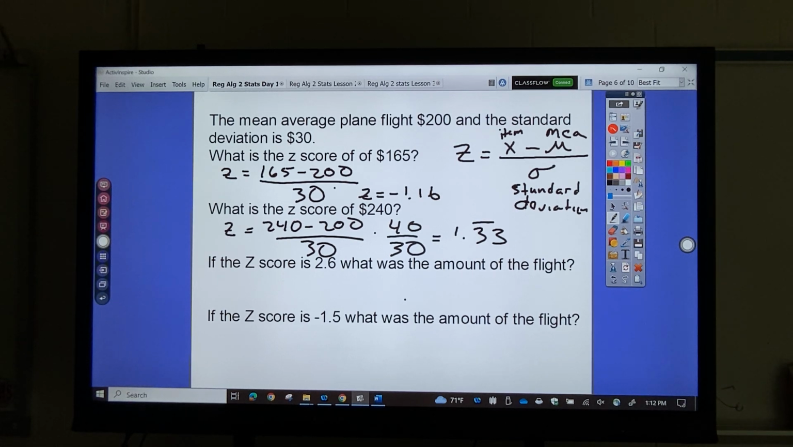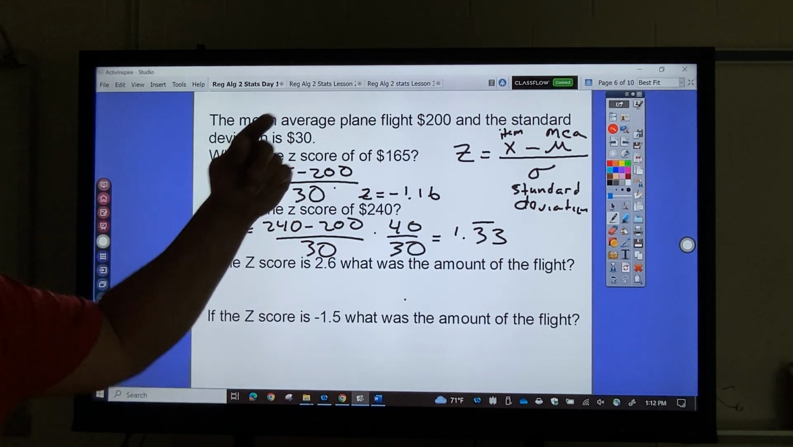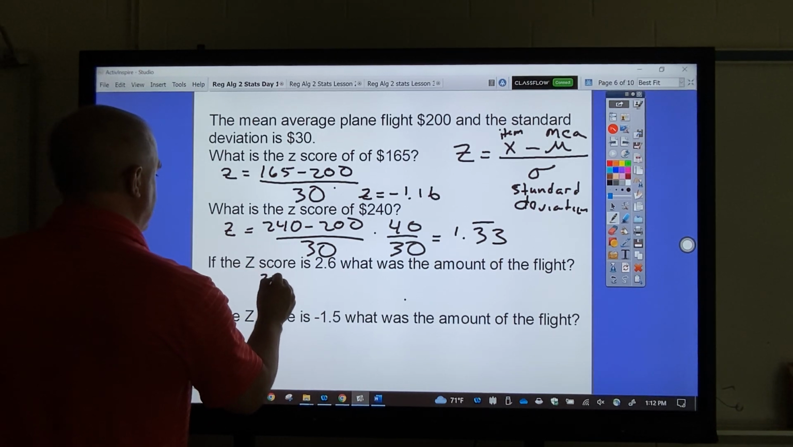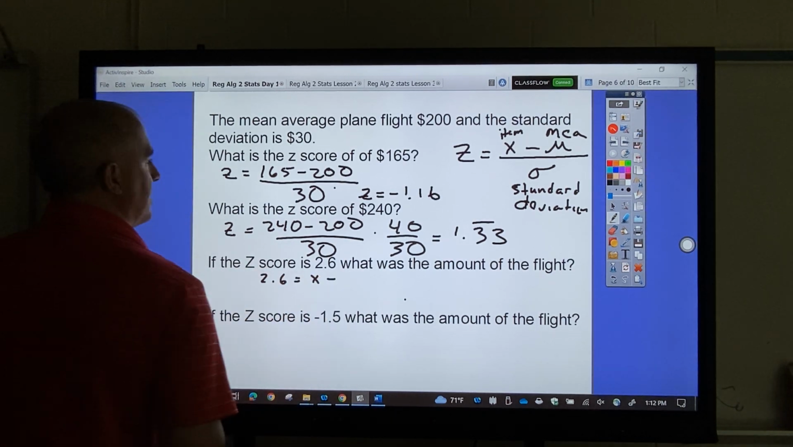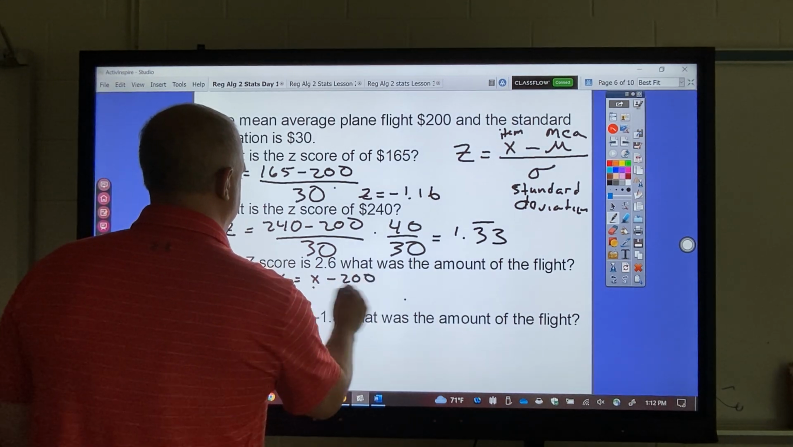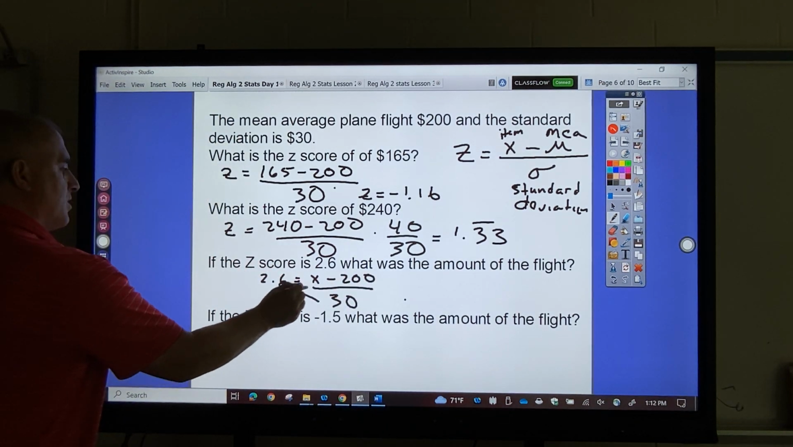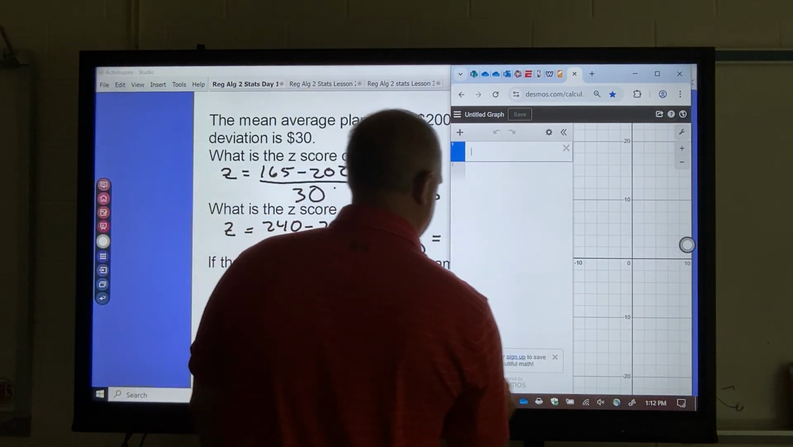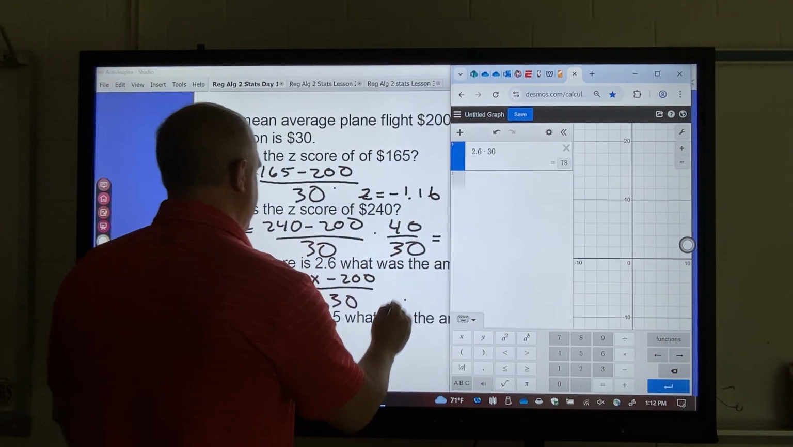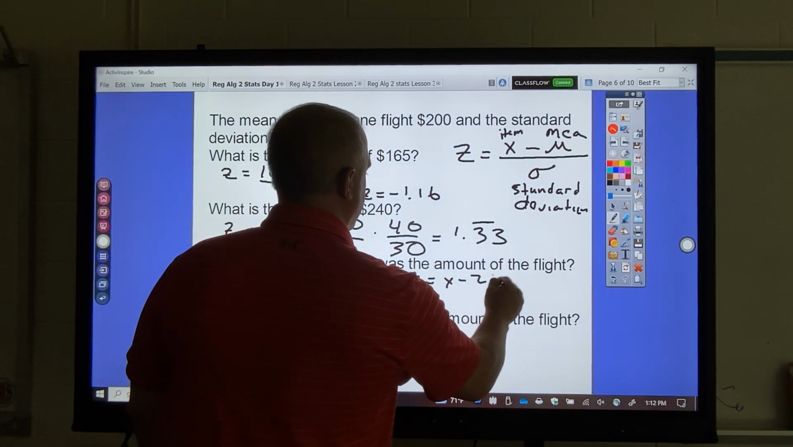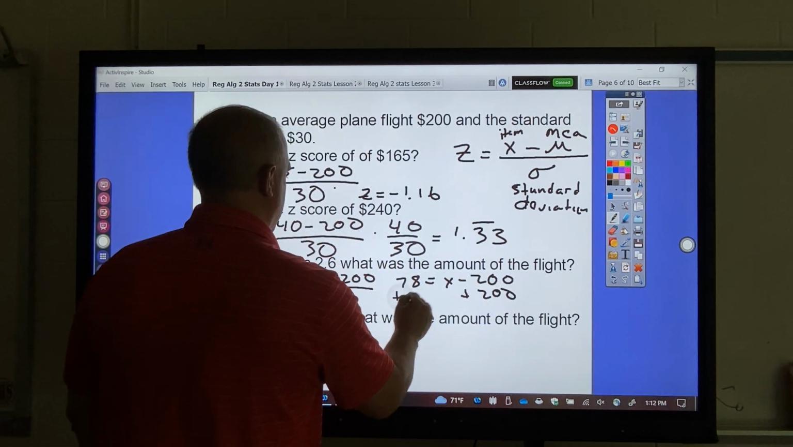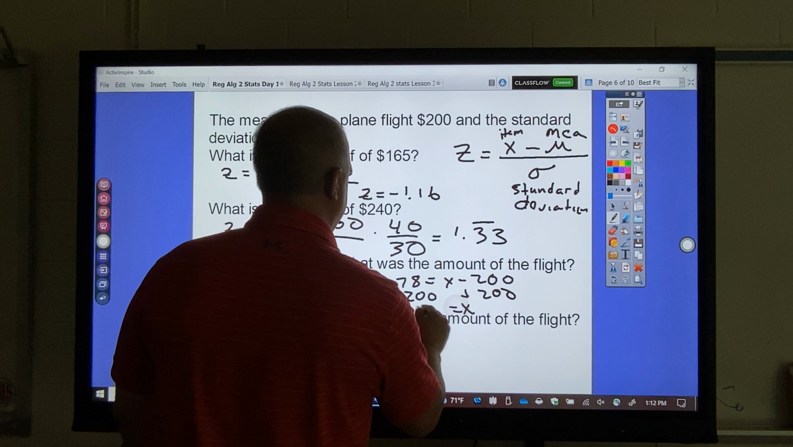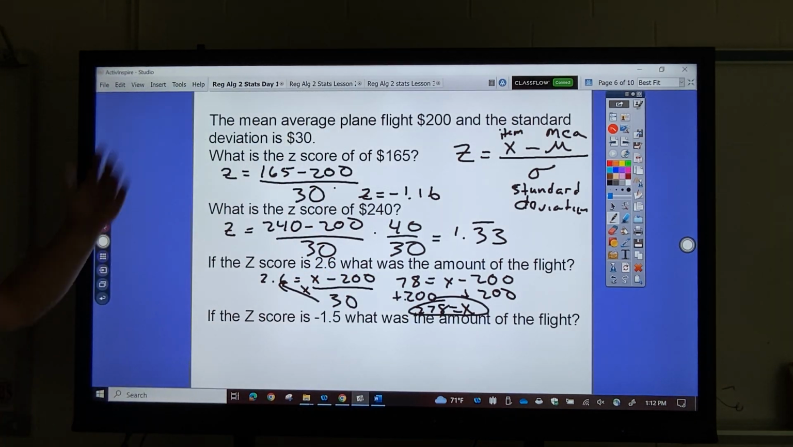If the z-score is 2.6, what was the amount for the flight? Well, if my z-score is positive, I expect that flight to be more than the average. So I got 2.6 equals x minus my mean over my standard deviation. Now, what I'm going to do, I'm going to cross multiply that. 2.6 times 30, 78 equals x minus 200. And I would just add 200 over here. So that's going to be $278. And that's what it should be because it's a positive z-score.